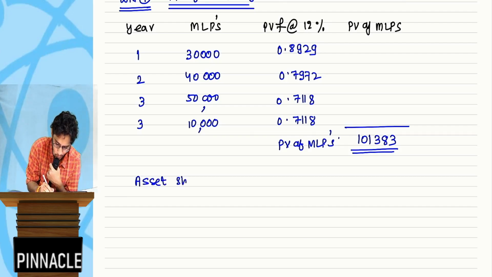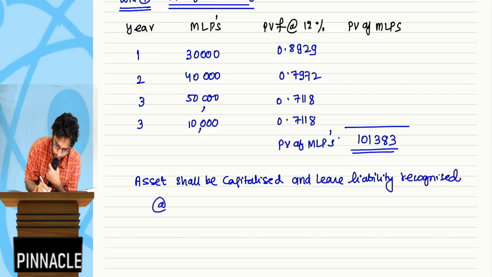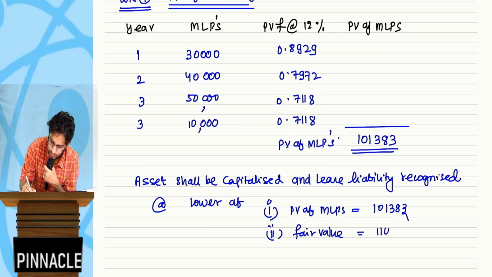Asset shall be capitalized and lease liability recognized at lower of PV of MLPs, which is what we just now computed, or fair value. Fair value, the question should give you, please check it. 1,10,000, no? Whichever is lower. So this fellow got selected.